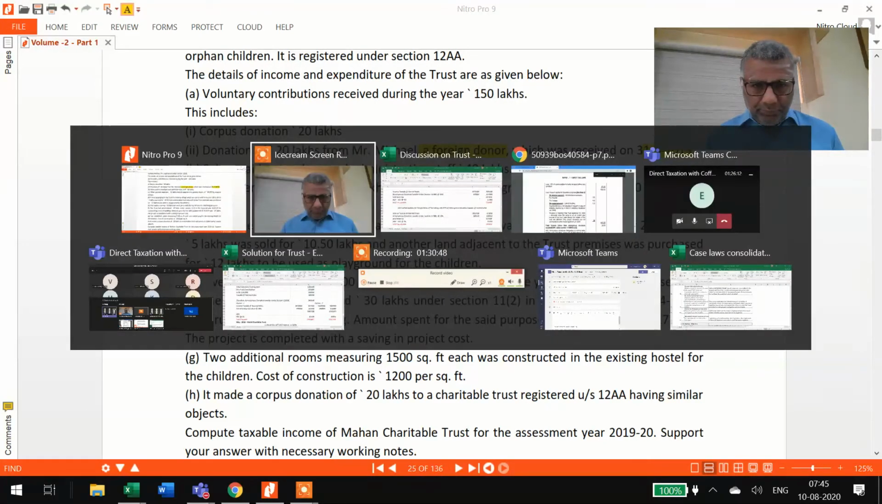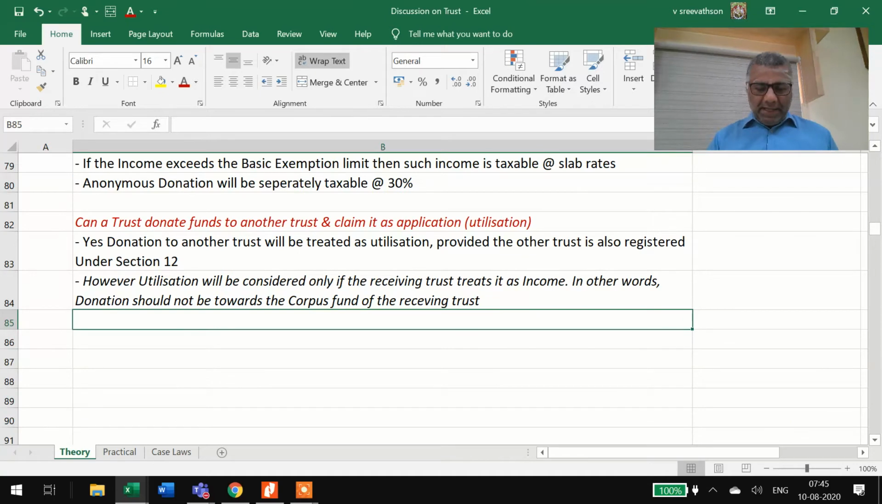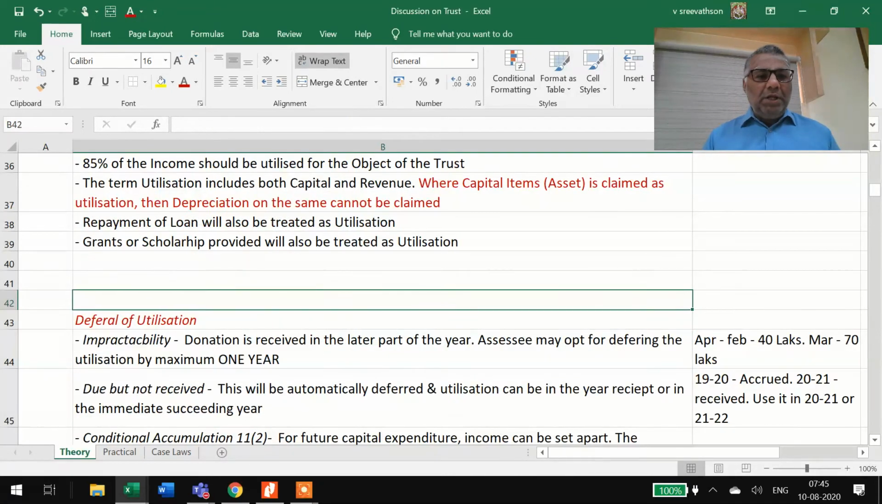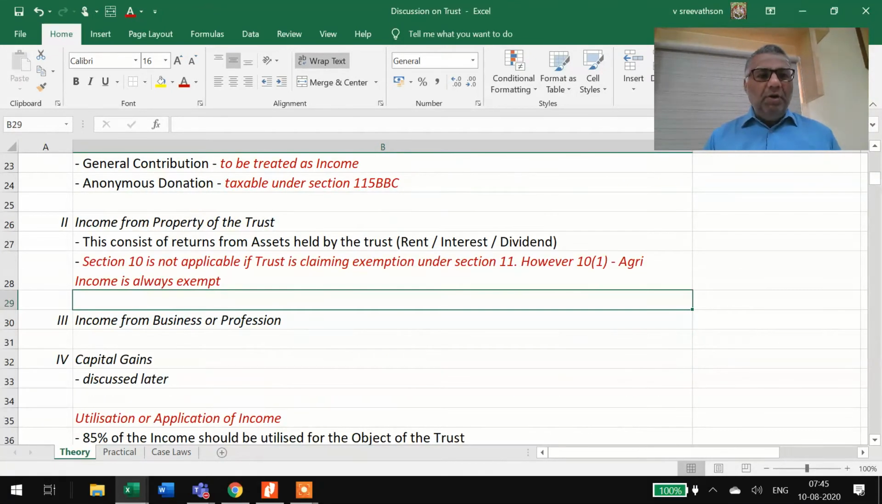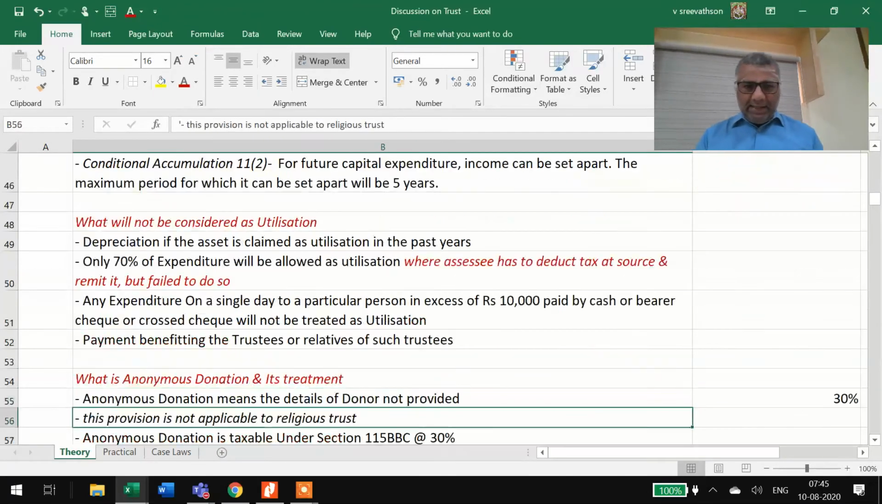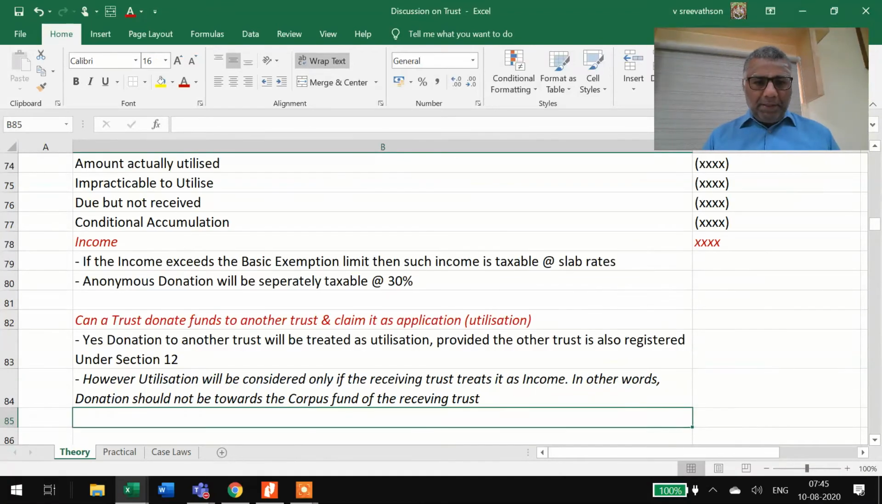Sir, capital gain, how is it actually? I'm coming to that, sir. I'm exactly coming to that point. So, friends, when we wrote in the initial itself, I had written that capital gain. I will discuss it later. So, this is the point of discussion of capital gains.